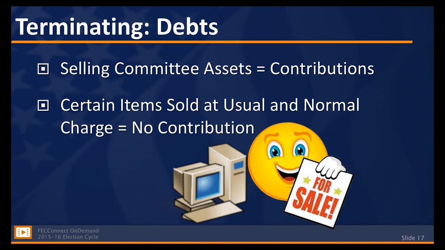When a campaign committee sells its property, the purchase is generally considered a contribution to the campaign by the purchaser. The payment, therefore, must not come from any prohibited source and must not exceed the contribution limits. However, certain items, such as computers, furniture, and mailing lists developed by a campaign for its own use, may be sold to anyone at the usual and normal charge without resulting in a contribution.